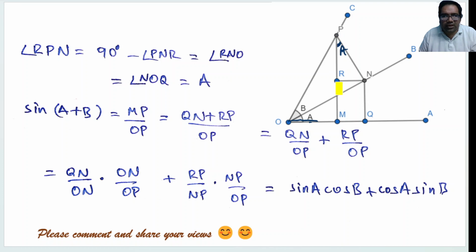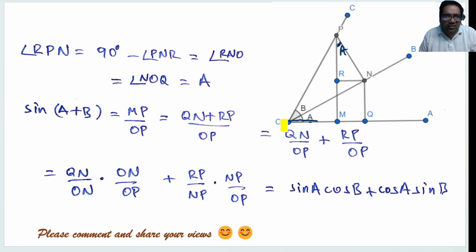PR plus NQ by OP. Right, that's what we can write. That's what we have written as PR plus NQ, or QN, by OP. This is what we can write. That means we can expand this as NQ by OP plus PR by OP. We are just splitting this: NQ by OP plus PR by OP.